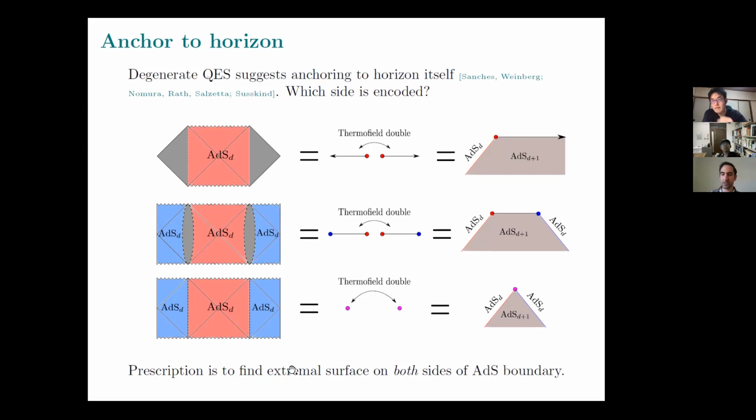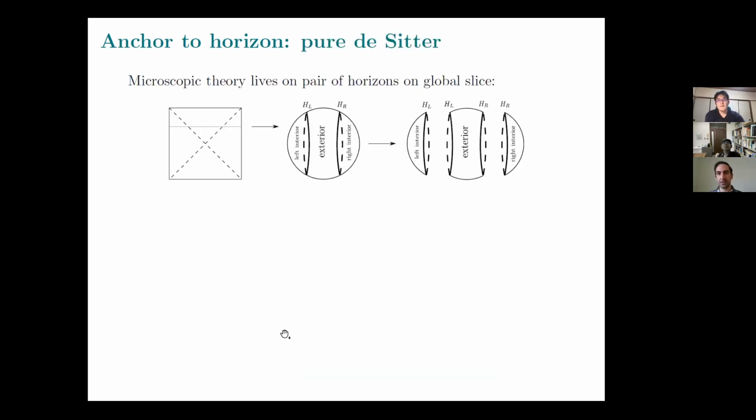Motivated by that prescription, I'm going to propose the same prescription in the de Sitter context. Okay, so what does that look like? Here's the Penrose diagram of de Sitter space again. Let's say you take some global slice, this gray slice here. What does that slice look like? Well, it's just a sphere, okay? And the horizons are here. There's H left, H right is the right horizon. This exterior region is the inflating region here. And here are the interiors of the two static patches, okay?